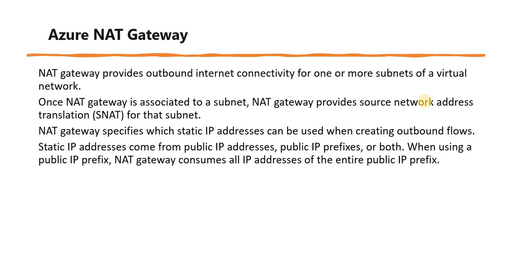Once NAT Gateway is associated to a subnet, NAT Gateway provides source network address translation for that subnet. NAT Gateway specifies which static IP address can be used when creating outbound flow. Static IP address comes from public IP addresses or public IP prefix or both. When using a public IP prefix, NAT gateway consumes all IPs of the entire public IP prefix.